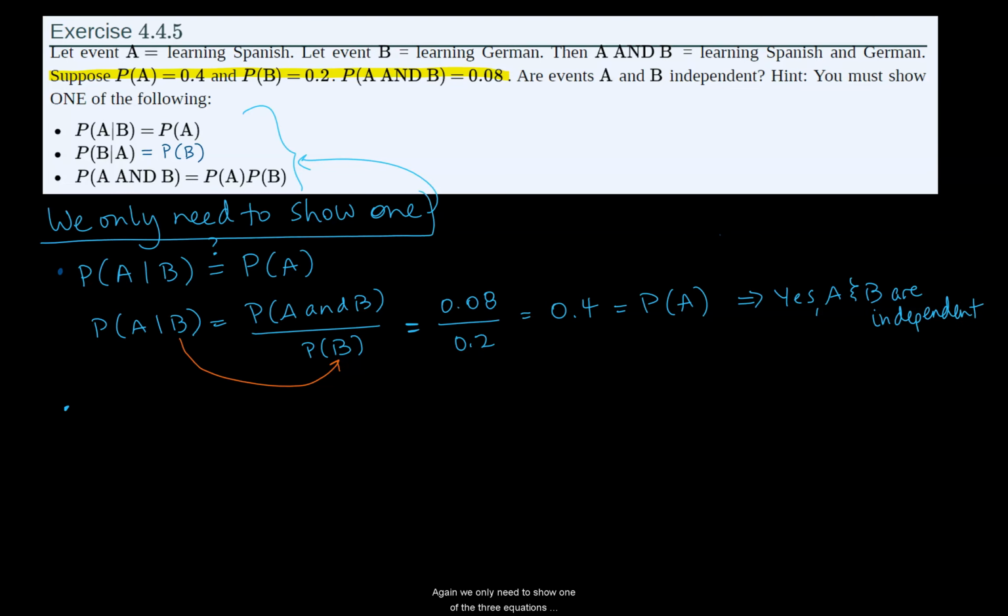Again, we only need to show one of the three equations, but I want to show you all three of them so that you know what they look like. Probability of B given A has a similar formula as above, A and B, except this time we're going to divide by A.